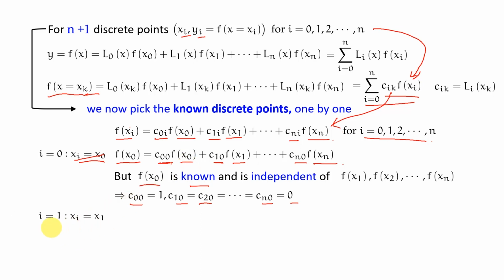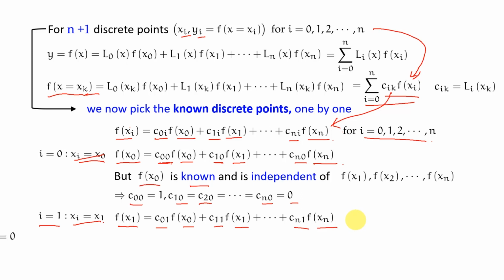Similarly, we can test for i equals 1, that means xi equals x1, and once again I write this expression, that is f(x1) equals c01 f(x0) plus c11 f(x1), etc., up to cn1 f(xn). And if I use the same argument as before, that f(x1) does not depend on f(x0) or f(x2) or any other f for that matter, then c01, c21 up to cn1 all will be 0, and only c11 will be 1.